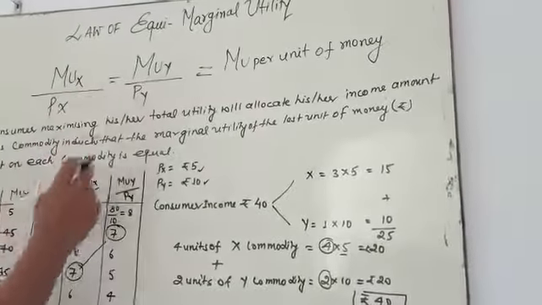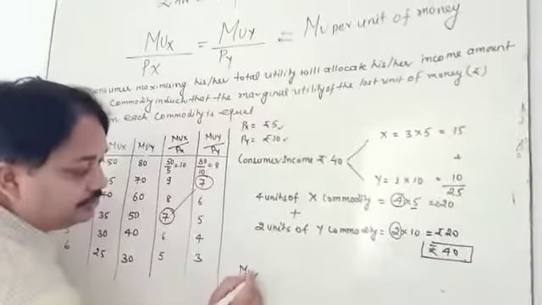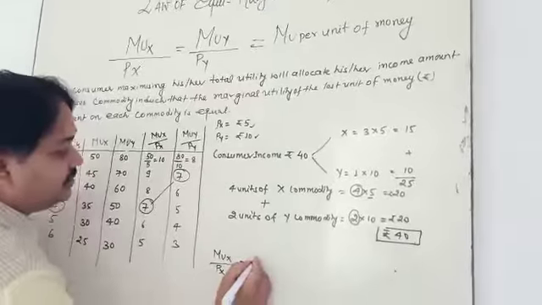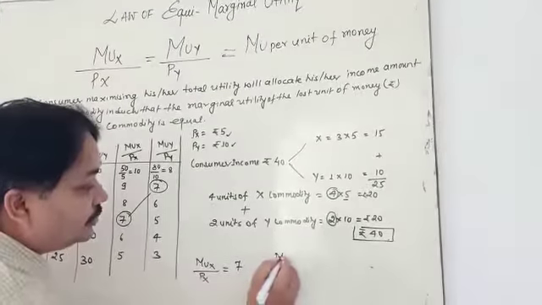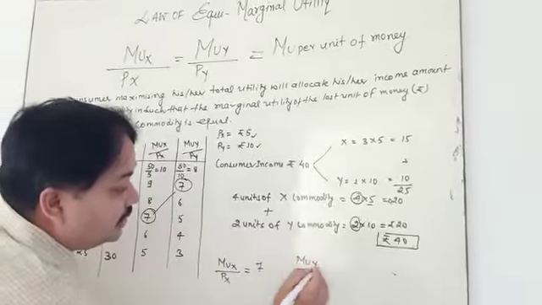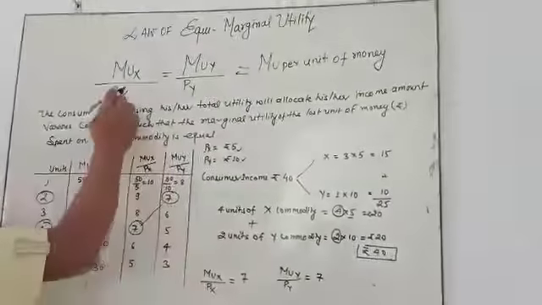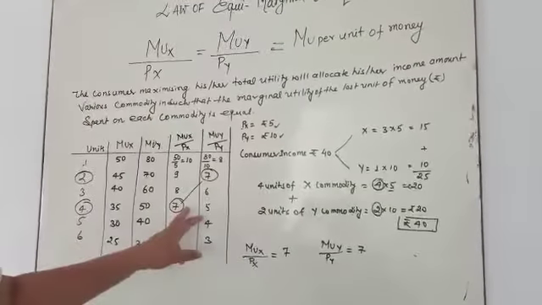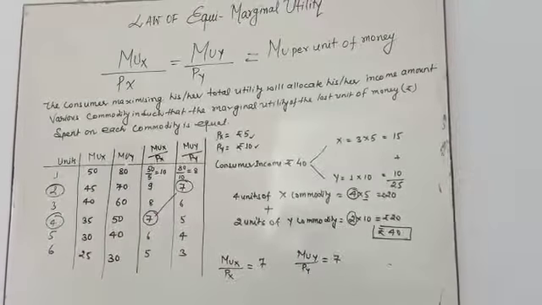MUX upon PX is 7, and what is MUY upon PY? Also 7. So according to this law, both will be equal. In this situation, MUX upon PX is equal to MUY upon PY. It is our law.